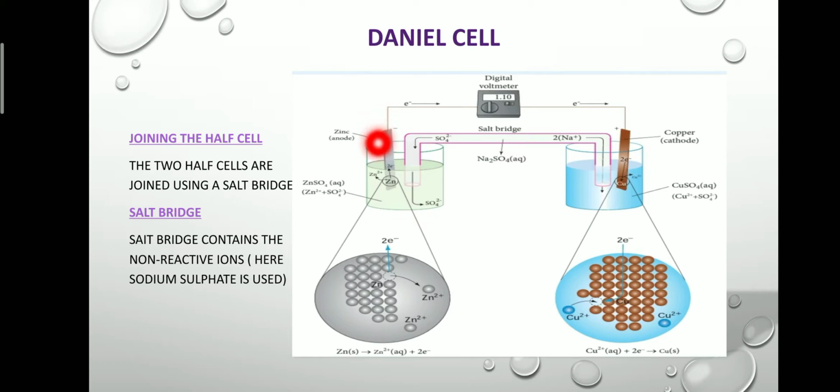We have connected both the electrodes via a voltmeter to measure the current produced. A Daniell cell will produce a voltage of up to 1.1 volt. So the E0 value for a Daniell cell is 1.1 volt.